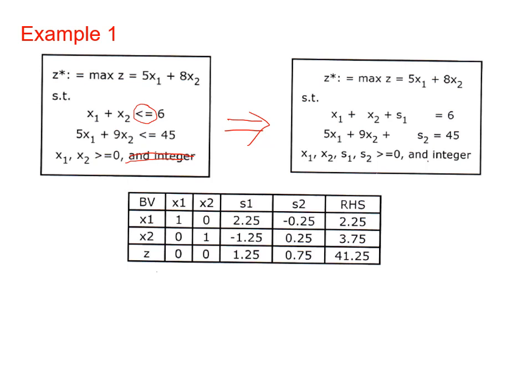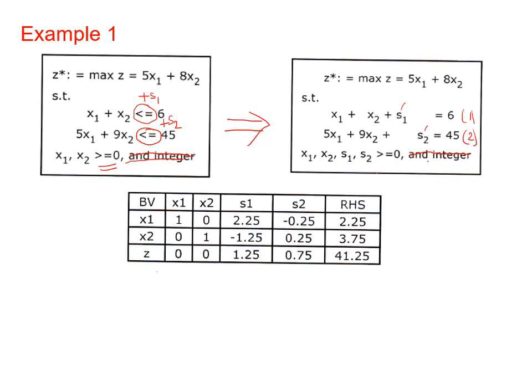So in standard form, all decision variables should be greater than or equal to 0, and all constraints should be equality. If they are not equality, then by adding slack variables, if it's less than or equal to, or by subtracting excess variables, if it's greater than or equal to, we convert them to equality. So when we convert it to equality, again, we don't have this integrality restriction. We have this first constraint and second constraint. We have two slack variables, S1 and S2.